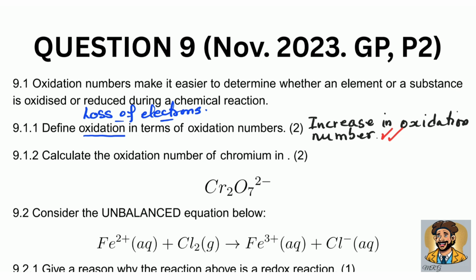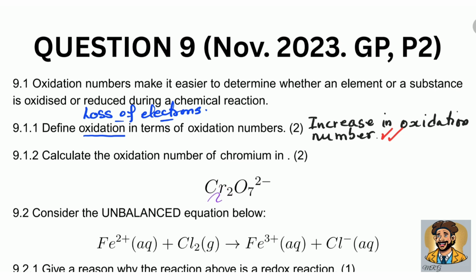Question 9.1.2: calculate the oxidation number of chromium in, and they give you an option there. Now, to do this one, you have to follow a certain number of rules. I'm going to leave all the rules in the description below so you can see, and you have to learn. There is no other way. Nobody will ask you to explain any rule, but they will ask you to calculate certain oxidation numbers, like in this question, and you need to know the rule. So now let's have a look at this specific example here.